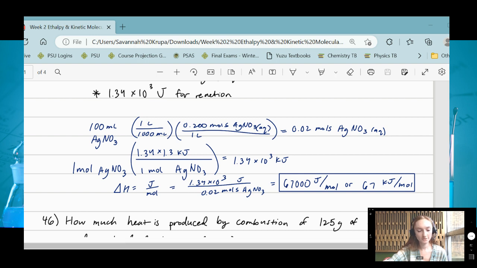This is chemistry tutoring of 222, the general chemistry series. This week we will be going over enthalpy and kinetic molecular theory. So I'm going to jump right into it. We're going to be working on chapter 5 and chapter 9.